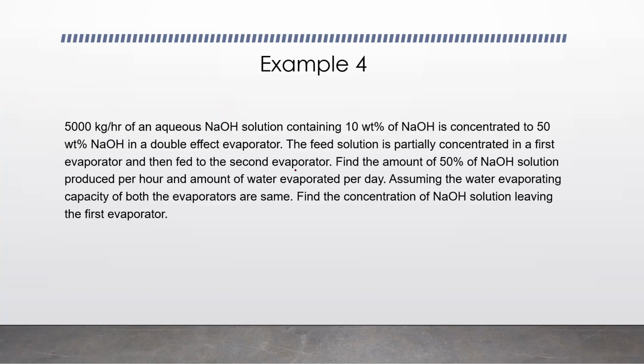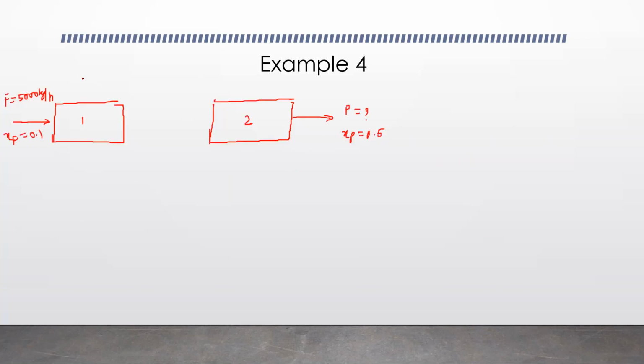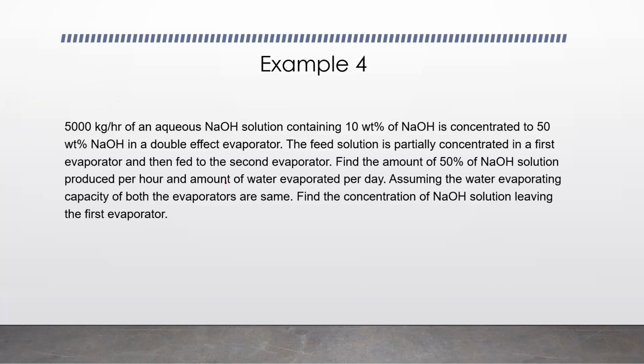The feed solution is partially concentrated on the first evaporator and then fed into the second evaporator. So they are saying that some amount of water, partially concentrated as in some amount of water, has been removed from the first evaporator itself. So E and XE we know is 0. And then whatever we got, let's call it P1 and let's call the mass fraction XP1. All right, we have no idea about this too. And then it is fed to the second evaporator.